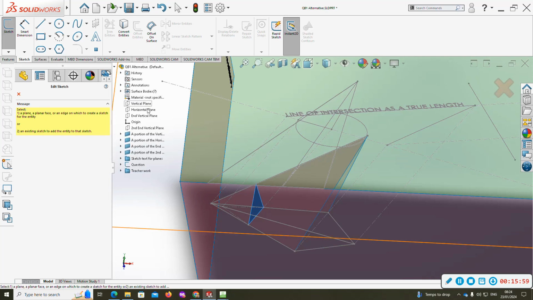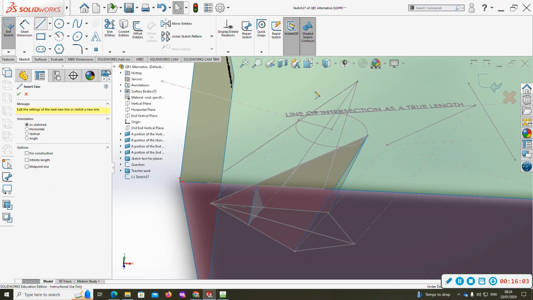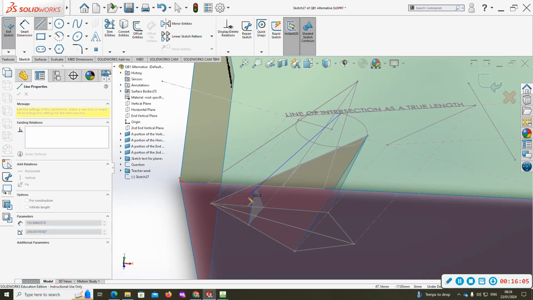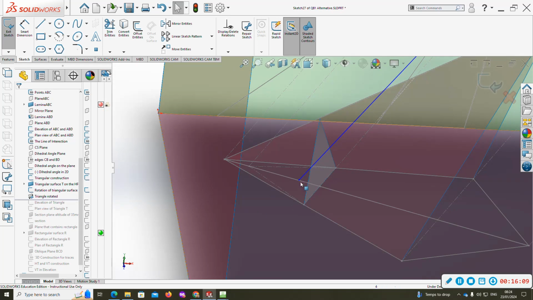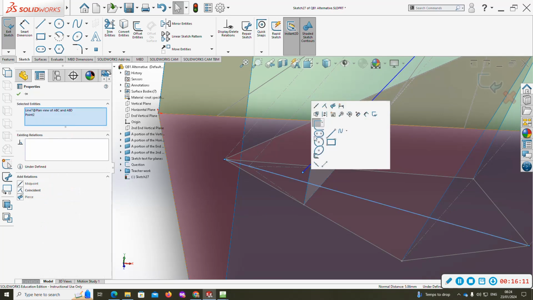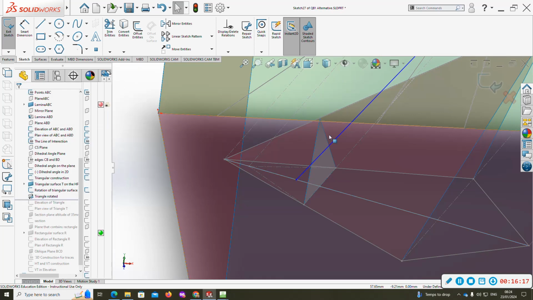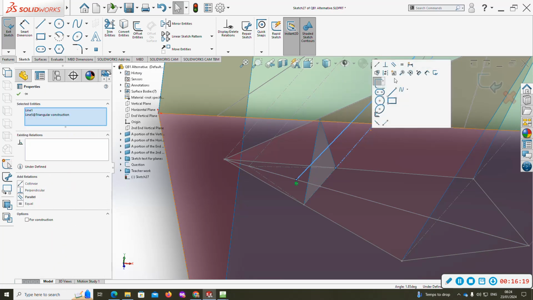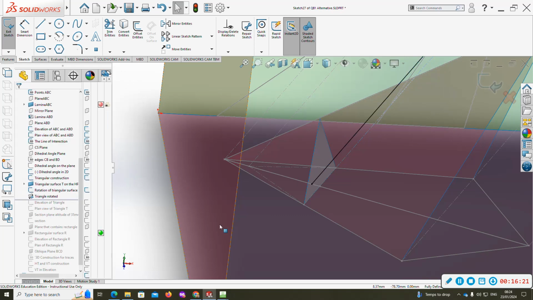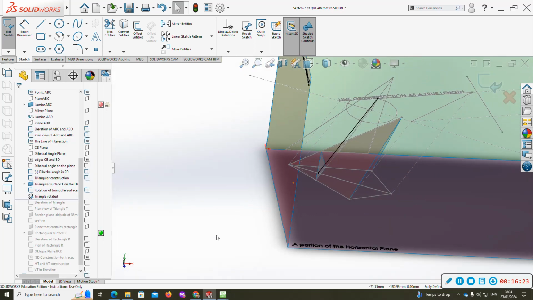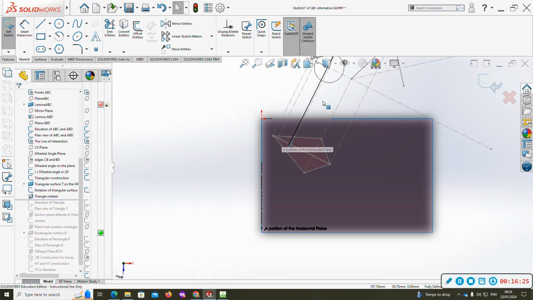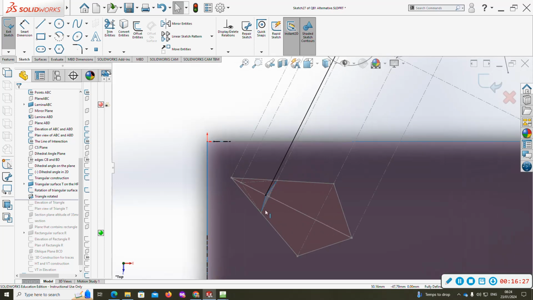There. So then I would bring this point, you're going to see now coming up, I'll bring that point back down to our plan view. And now we're going to have our plan view of this triangle.